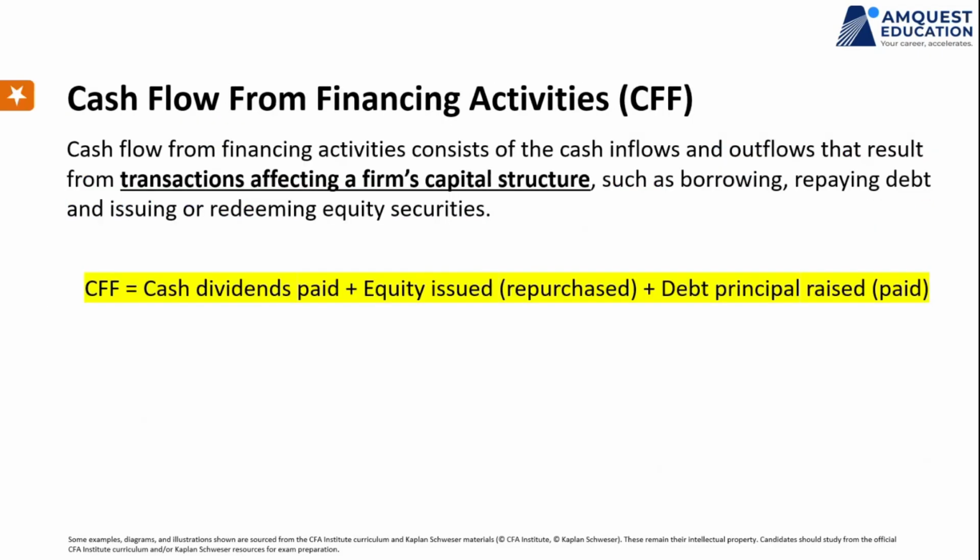For financing activities, we always say it's about a firm's capital structure. So what are you transacting with, which is affecting a firm's capital structure in terms of debt and equity? All borrowing related cost and all equity related cost is financing activity. Cash flow from financing therefore means cash dividends paid plus equity issued plus debt raised.